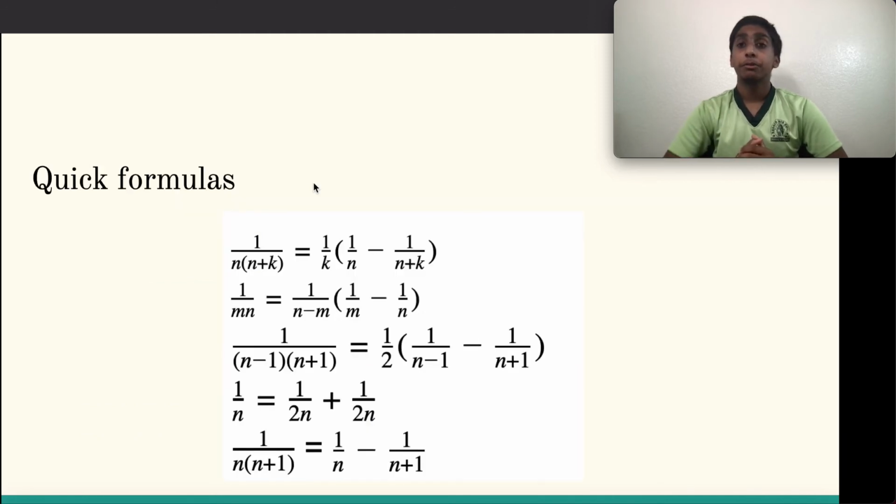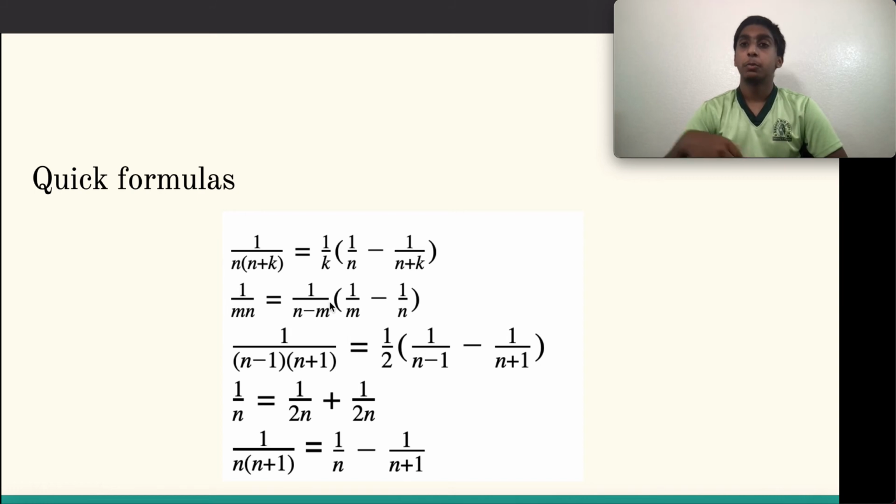And here are some other quick formulas you want to know when you're solving these integer solutions. The first one is 1 over n times (n plus k) is equal to 1 over k times (1 over n minus 1 over n plus k), and assume k is just a positive integer. 1 over mn is equal to 1 over (n minus m) times (1 over m minus 1 over n). So this is an expansion formula.